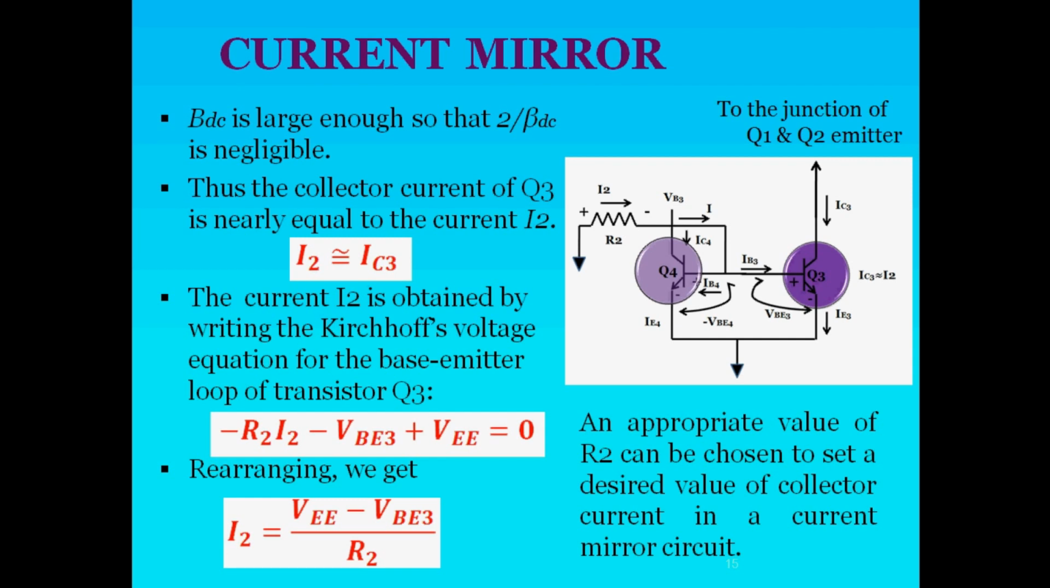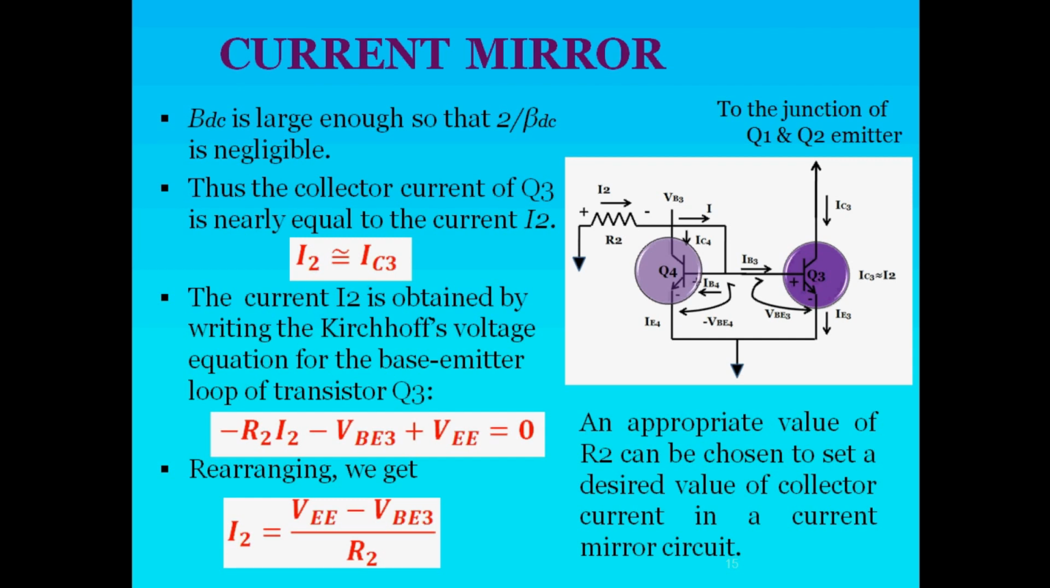So it is minus I2 R2, this is one voltage drop, minus another voltage drop, VBE3. See here, from plus to minus we have considered negative. Here is minus VE, which is minus to plus, so it is written as plus VE is equal to 0. So the loop will get closed. From this point we are considering the loop up to this point. So it is minus I2 R2 minus VBE3 plus VE is equal to 0.